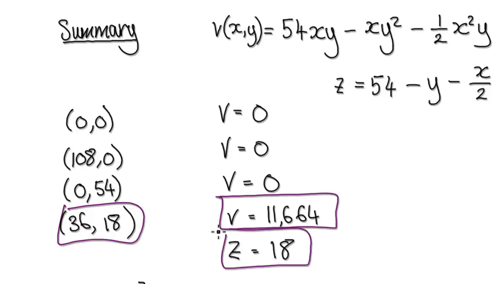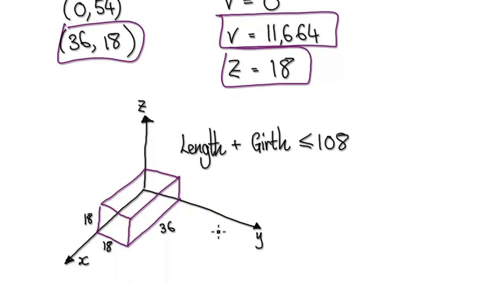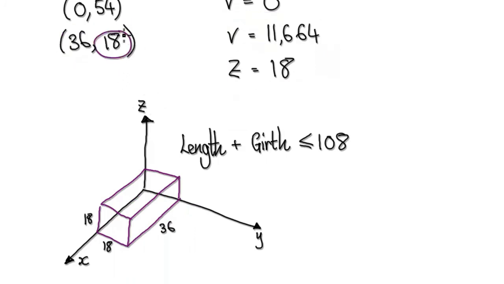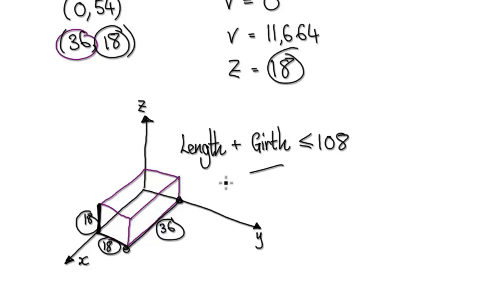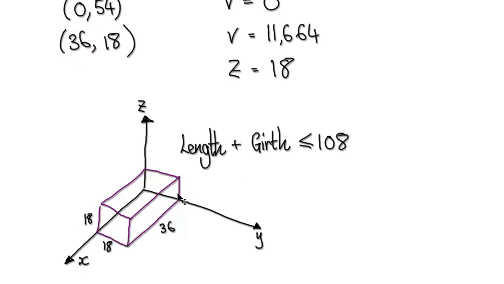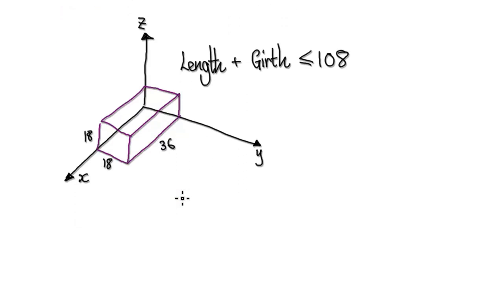So what that means is our box should have an x value of 36, that's this length here, a y value of 18, so this is 18 here, and a z value of 18, so the height should be 18. So this box here will give us the biggest volume, which will satisfy this condition.